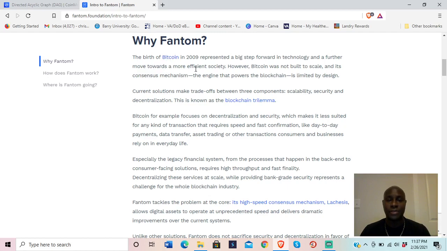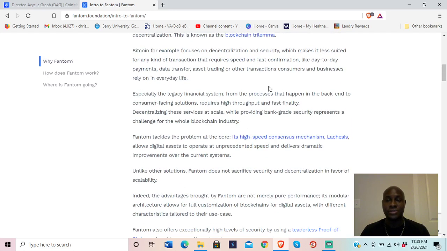The birth of Bitcoin in 2009 represented a big step forward in technology and a further move towards a more efficient society. However, Bitcoin was not built to scale, and its consistency mechanism, the engine that powers the blockchain, is limited by design. Current solutions make trade-offs between three components: scalability, security, and decentralization. This is known as the blockchain trilemma. Bitcoin, for example, focuses on decentralization and security, which makes it less suited for any kind of transaction that requires speed and fast confirmation, like day-to-day payments, data transfer, asset trading, or other transactions consumers and businesses rely on in everyday life. And this is true.